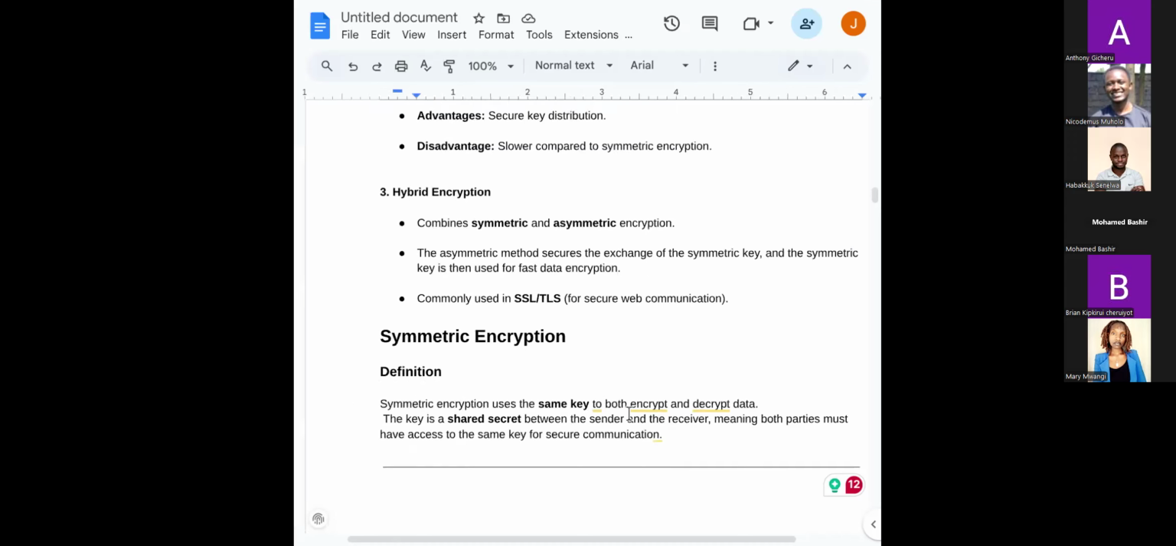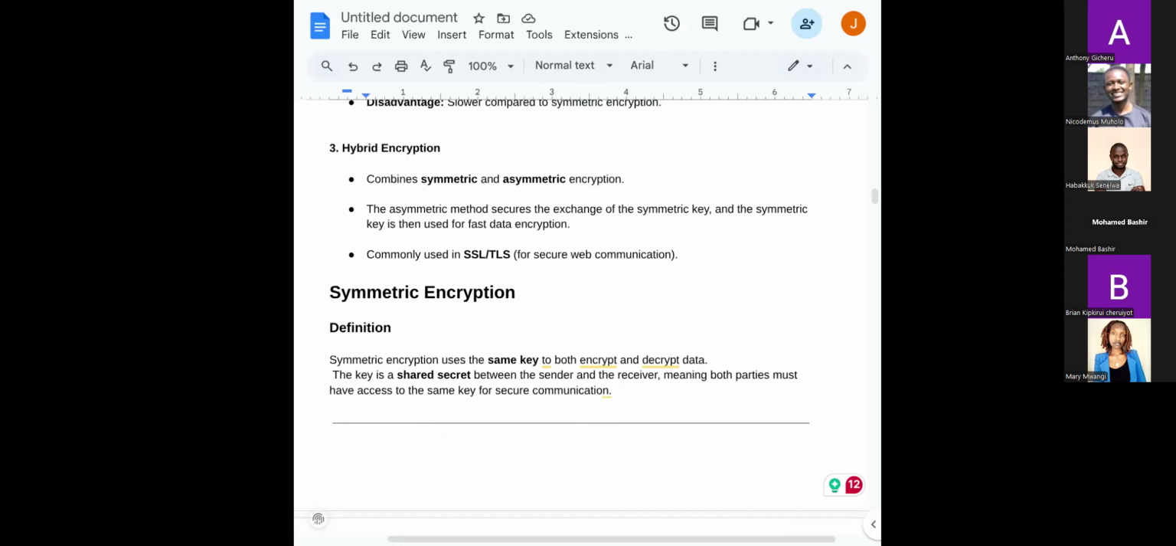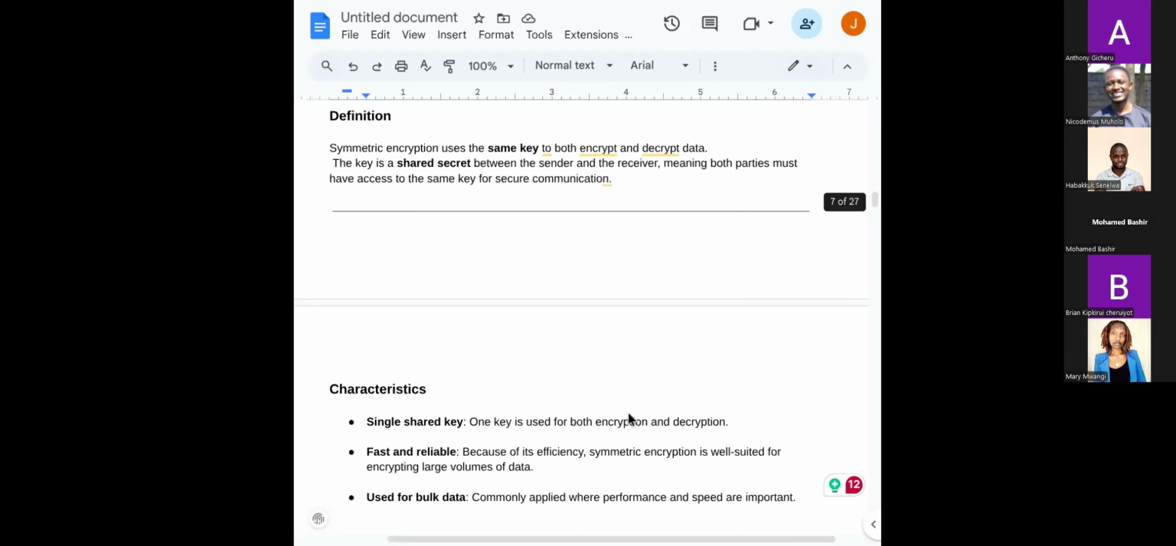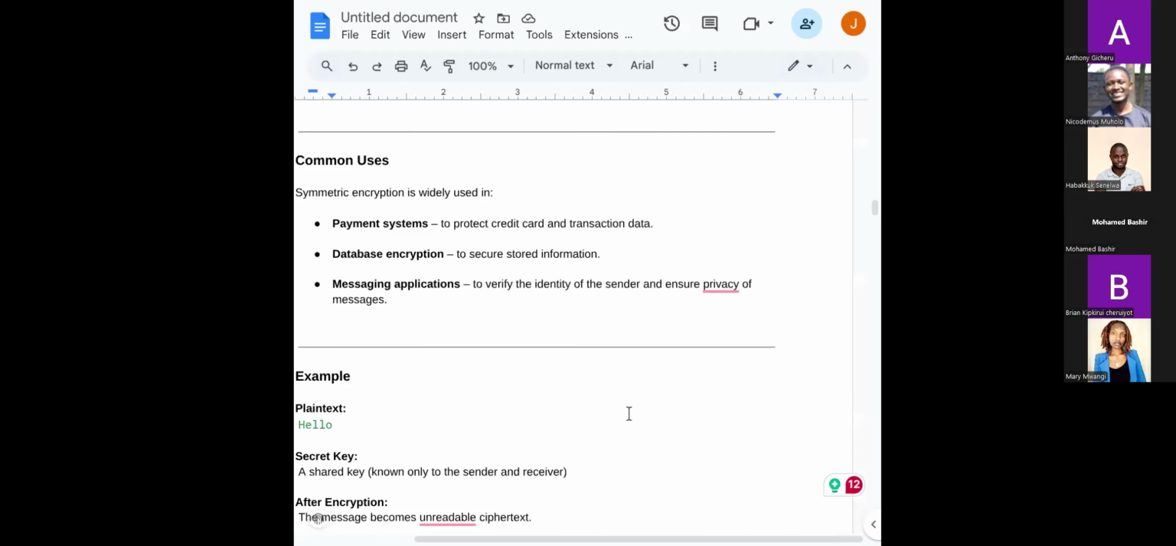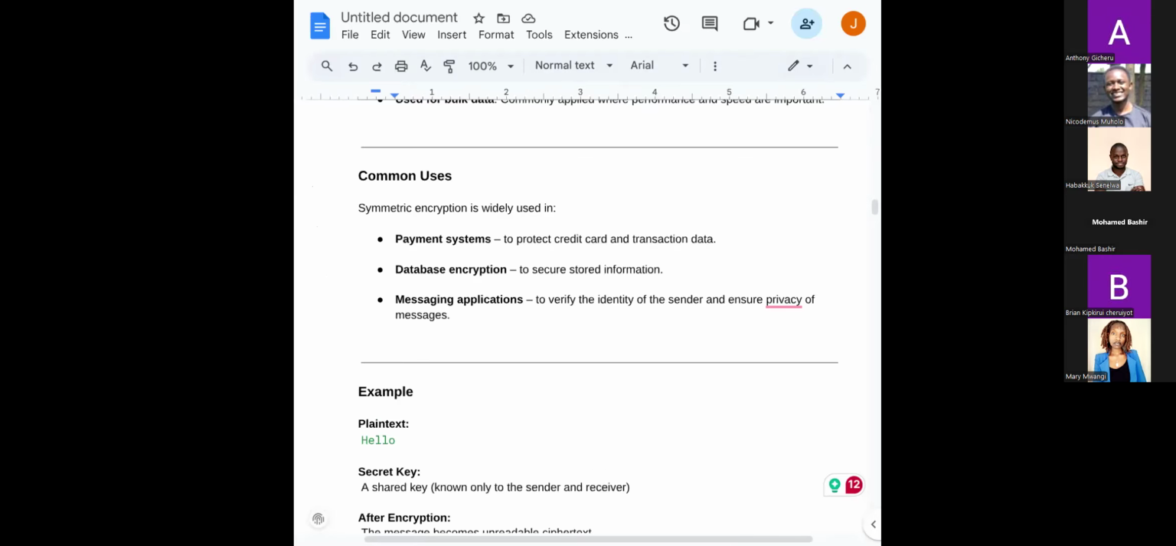Then next we have hybrid, which combines both symmetric and asymmetric. This is majorly used for SSL and TLS, for data in transit. I hope you have understood. Some of the common uses of symmetric, where you have one key for both encryption and decryption, are payment systems, database encryption, and messaging applications. For example, your WhatsApp tells you your data is end-to-end encrypted. It's actually using symmetric, because it is faster to decrypt your data.